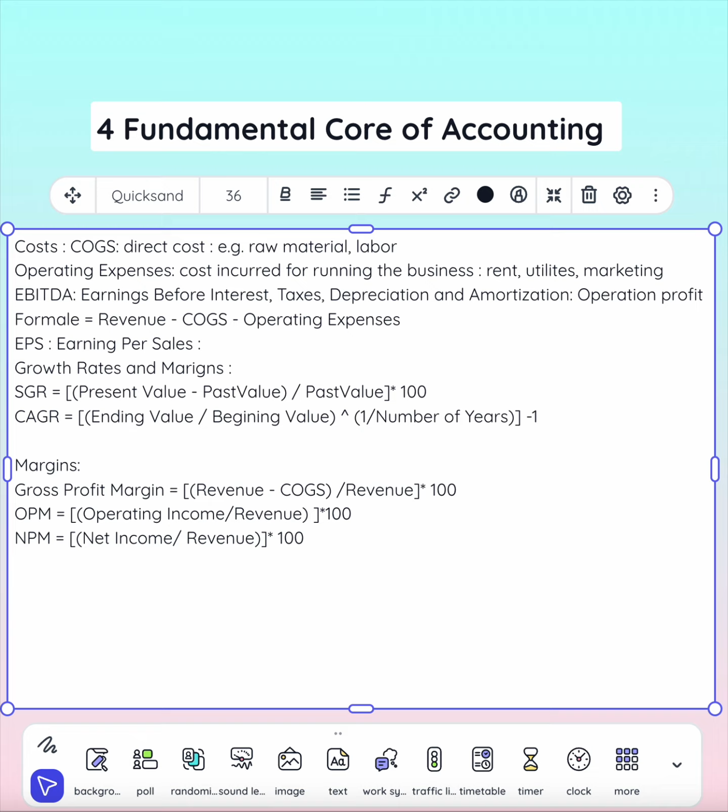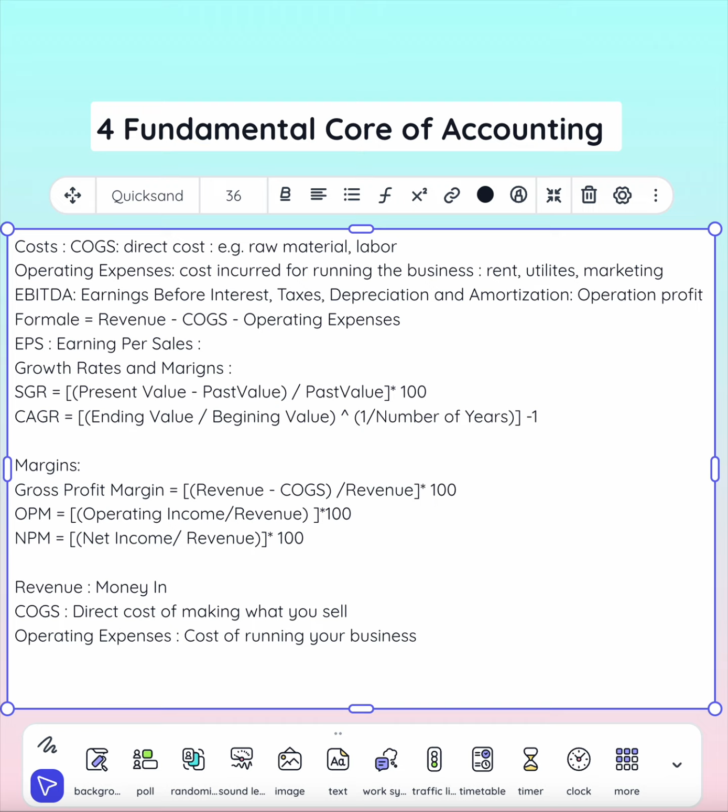Okay, let me summarize the key points. What is revenue? It's like money coming in, money you receive, that means it's revenue. Then you have cost of goods sold, which is the direct cost of making what you sell. Then you have operating expenses, which is the cost of running your business.